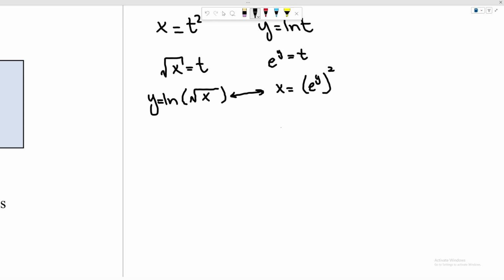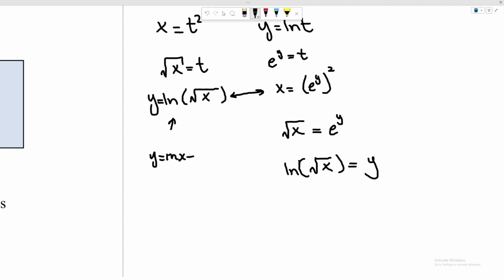And so what you can do is you can see here, I'll do square root of x equals my e to the y, and then ln. I don't know why the lines are not smoothed out, but yeah, these are basically the same thing. It's just this is more acceptable because it's in terms of y equals mx plus b. But technically they're both right.